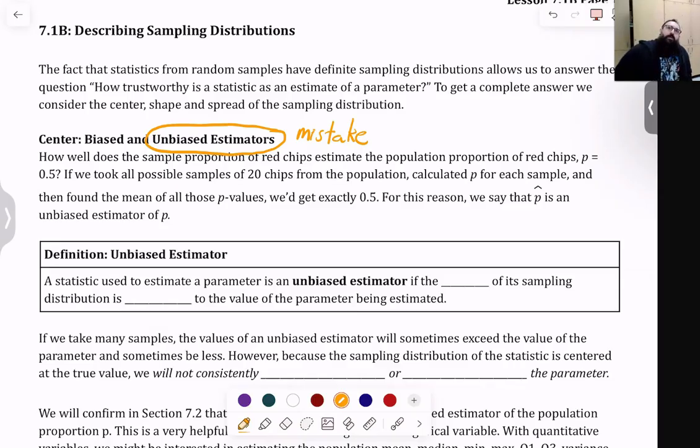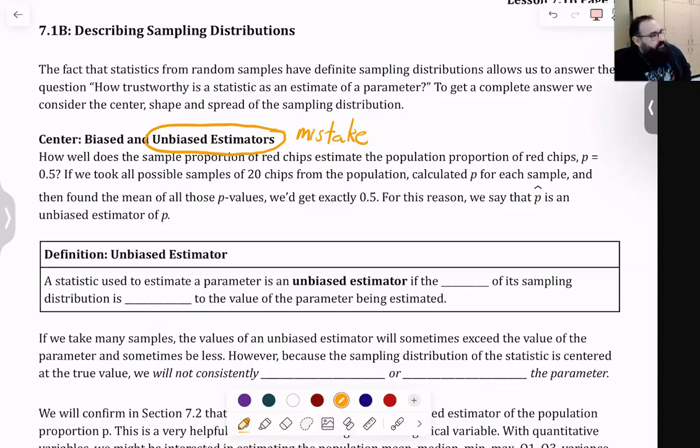So how well does a sample proportion of red chips estimate the population proportion of red chips? So p equals 0.5. If we took all possible samples of 20 chips from the population, this is just a random example, calculated p-hat for each sample, and then found the mean of all those p-hat values, we would get exactly 0.5. So for this reason, we would say that p-hat is an unbiased estimator of p.